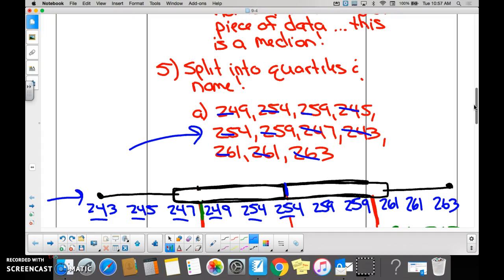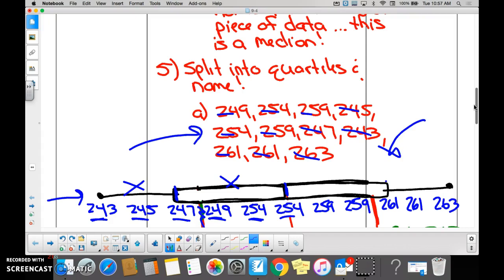So then since we're splitting into quartiles, we need to find the lower median and the upper median. And so we had a 243, a 245, a 247, a 249, a 254. We had to find the median of all of that data, which happened to be a 247. So now we have a quartile here. We have a quartile here. We're going to do the same thing with the upper part of the data.